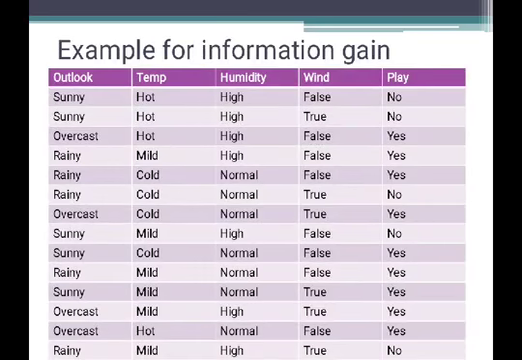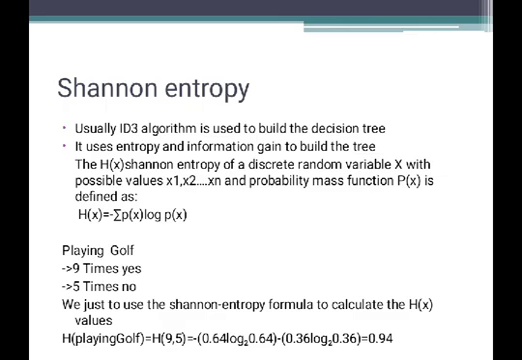This tabulated data set defines playing golf. It consists of 5 attributes: outlook, temperature, humidity, wind, and play. Inside it, the data values are sunny, overcast, rainy, hot, mild, cold, high, normal, false, true, yes or no. We will use that table for a better understanding of how information gain will be calculated.